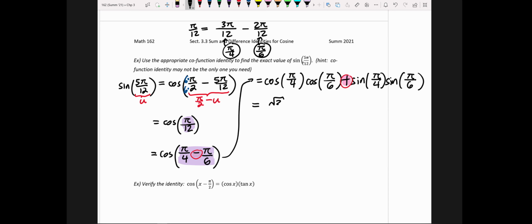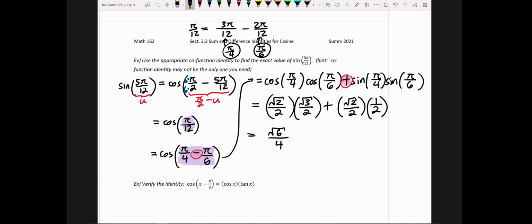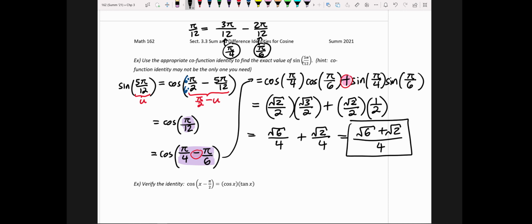Cosine of pi over 4 is root 2 over 2. Cosine of pi over 6, long leg, is root 3 over 2. Sine of pi over 4 is root 2 over 2. Sine of pi over 6, short leg, is 1/2. So this one also comes out to be square root 6 over 4 plus square root 2 over 4. The reason the answer is the same as on page 1 is because cosine is an even function, so cosine of negative pi over 12 ends up the same as cosine of pi over 12.